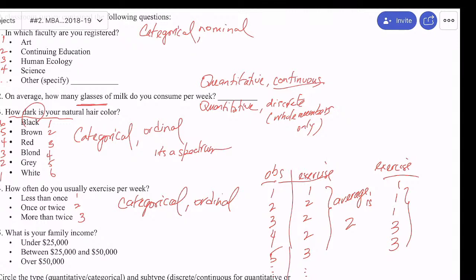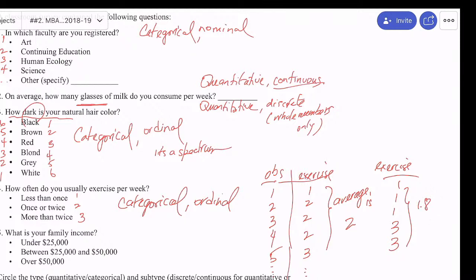Like nobody had between once or twice, but when you average those numbers, you get 1.8, which is not representative of who appeared, and now you don't even know what that means. Does that mean less than once or twice? We have trouble interpreting what that means and where to assign this average.